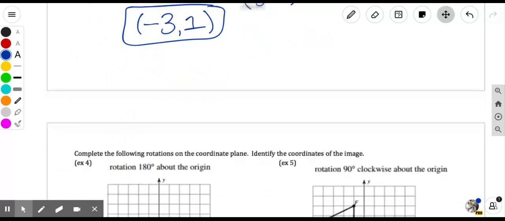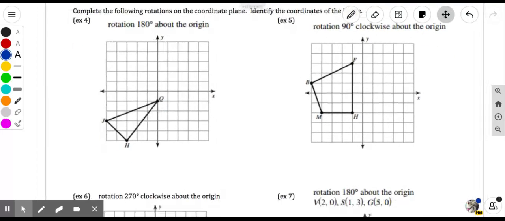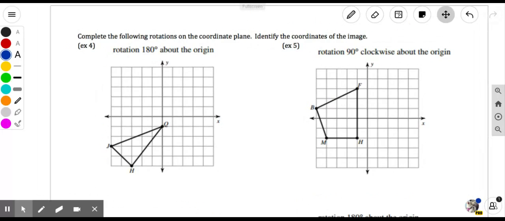So that's just some practice with using the rule. Let's do a few actual examples. So number 4, we're given that we want to rotate triangle JQH 180 degrees, and it doesn't give a direction. That's because it's the same both ways, so it's fine. So let's first write out the points.